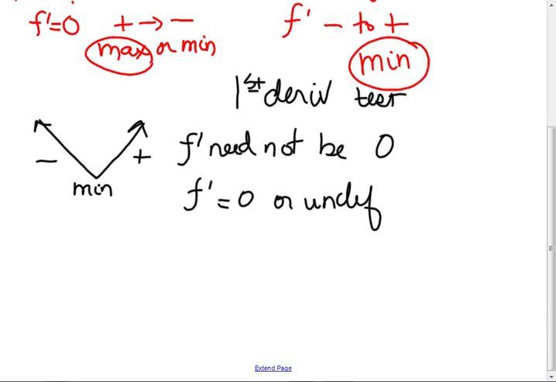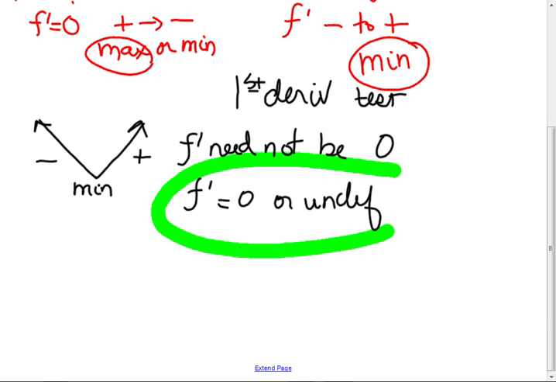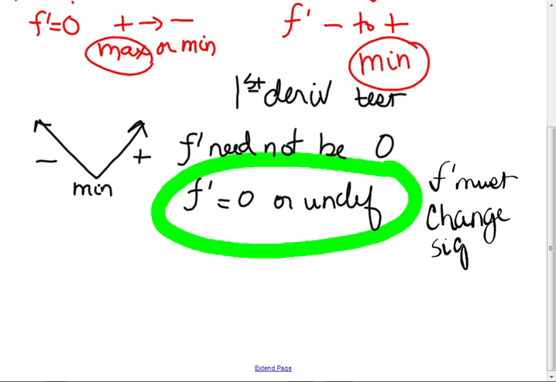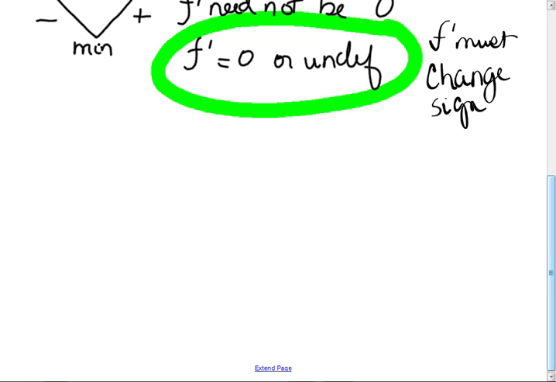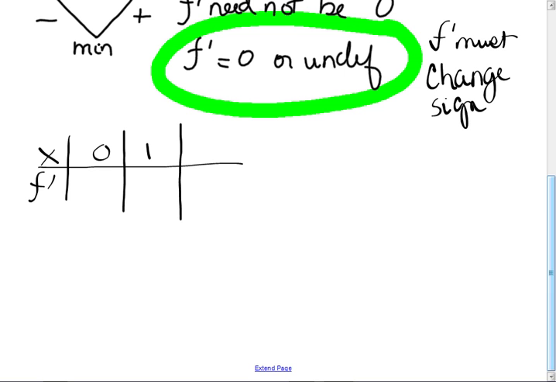So that's this guy. What has to happen to have a max or min? F prime must change sign. Is that okay, Andrew? Now be careful if you're given a table of values, you guys, because I can think of this. Here's x, here's f prime, 0, 1, and 2.